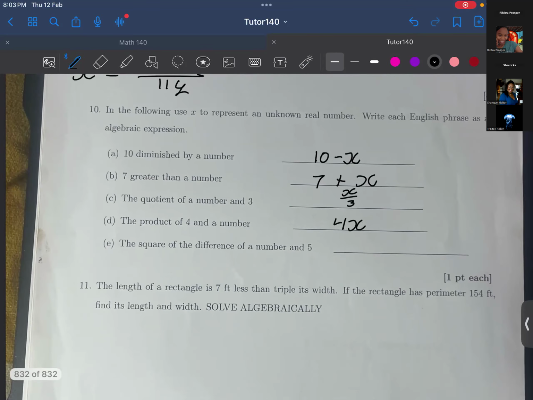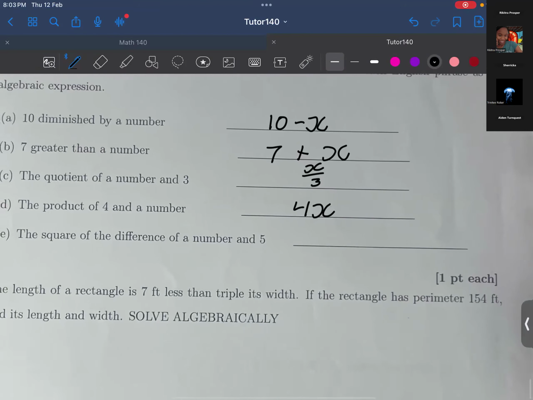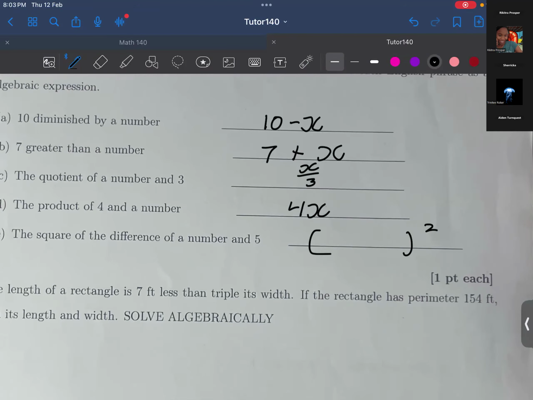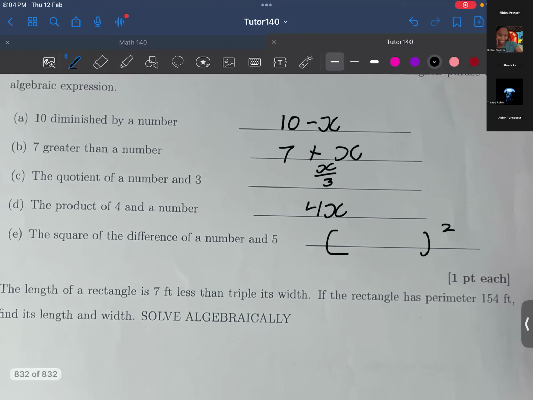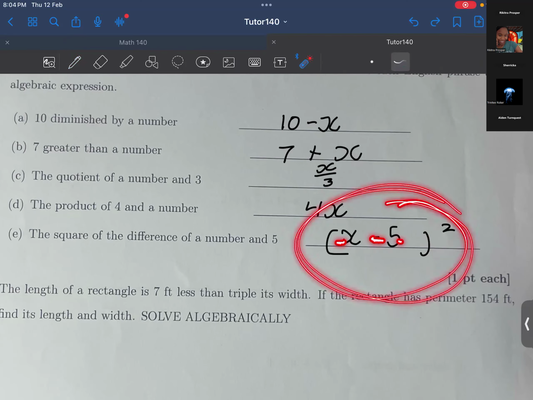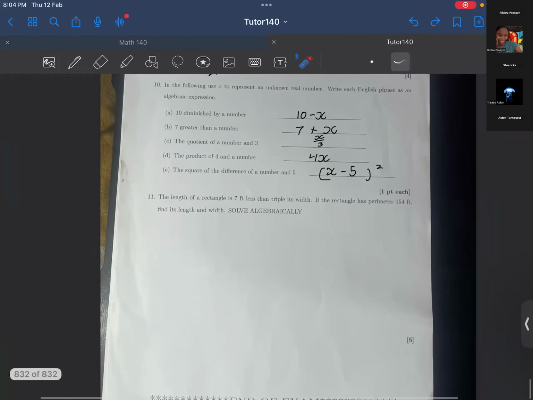The square of the difference of a number and 5. So it's quite a few. When you see "of," that means there's an operation happening inside of something. So we're saying the square, so let me put my brackets, because it's a square. The square of the difference of a number and 5. So the difference of a number and 5, and then the square of that. So that's what this is. And I believe this is the last question.